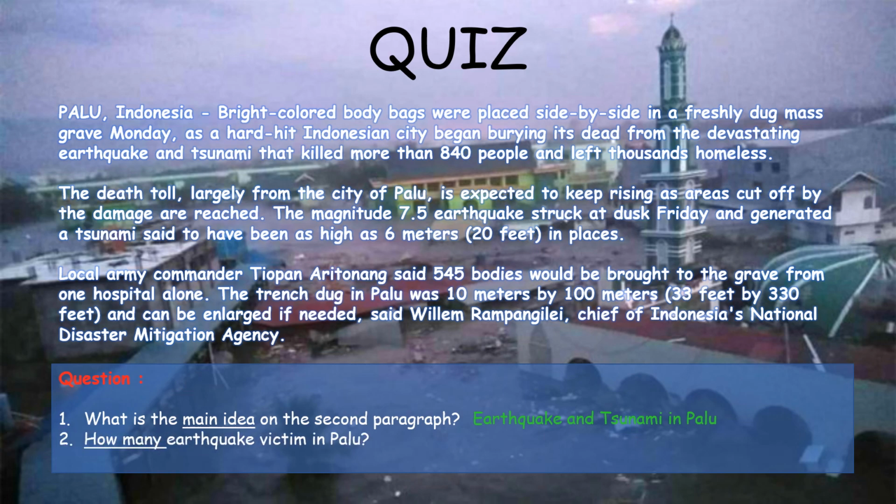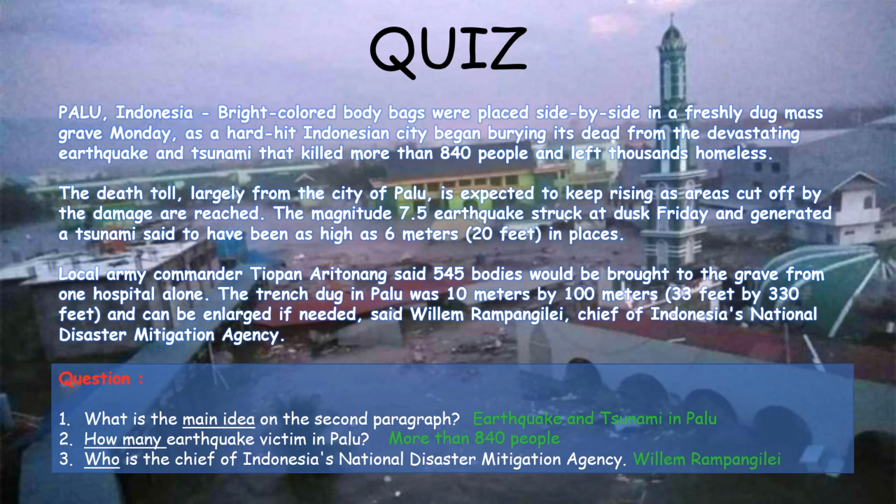Number 2, how many earthquake victims in Palu? Okay, good. You need to apply the scanning technique, and the answer is more than 840 people. How many? So you are looking for numbers, right? Okay. And next, who is the chief of Indonesia's National Disaster Mitigation Agency? Who is asking about a name, so you look for a name in the text. And the answer, William Rapangel. And yes, congratulations, you did a good job.